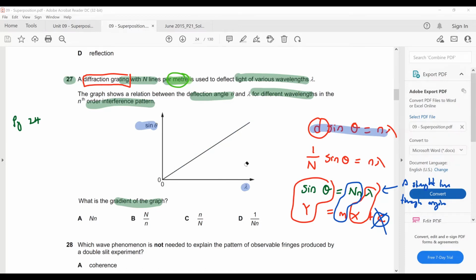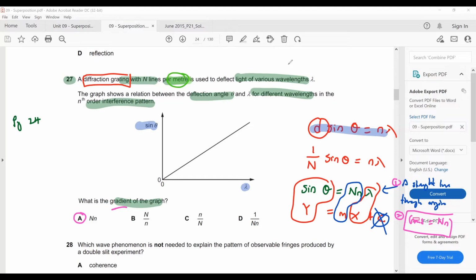Okay, your gradient is going to be, this is number 1. Number 2, the gradient would be equal to N times n. They want the expression for the gradient, so the answer is A. Big N multiplied with small n. All right, so this one is okay.